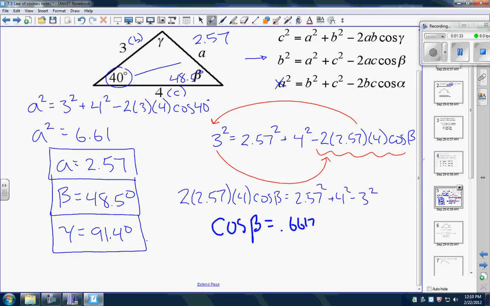Take a minute to see if everything kind of matches up here. So angle A looked like the smallest, 2.57, that looks good. Angle B is the middle angle, the side's a 3, that looks good. Angle C is the biggest side, so that should be the biggest angle. And that guy also looks good.